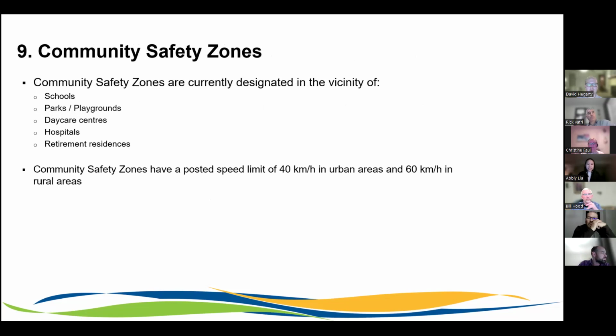Next, Chapter 9 discusses the use of community safety zones. Currently, the town has 42 community safety zones. Roads have been designated as community safety zones in the vicinity of schools, parks, daycare centers, hospitals, and retirement residences. And the community safety zones have a posted speed limit of 40 kilometers per hour in urban areas and 60 kilometers per hour in rural areas.